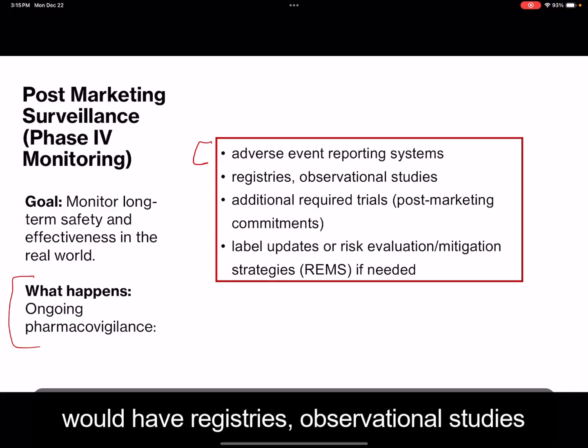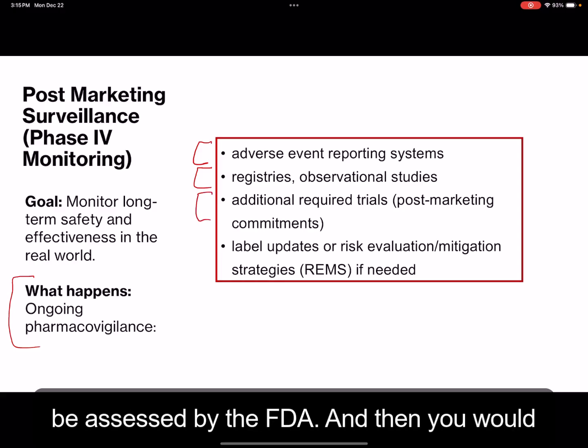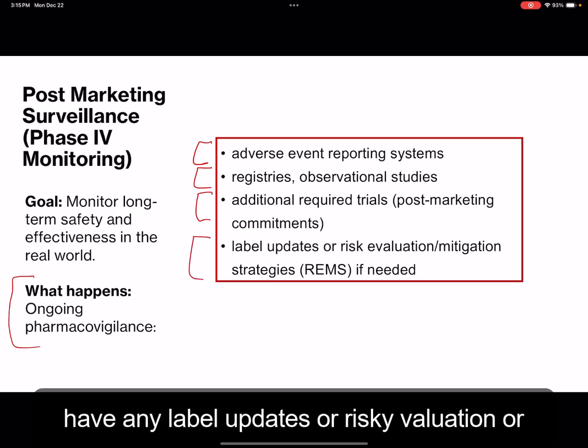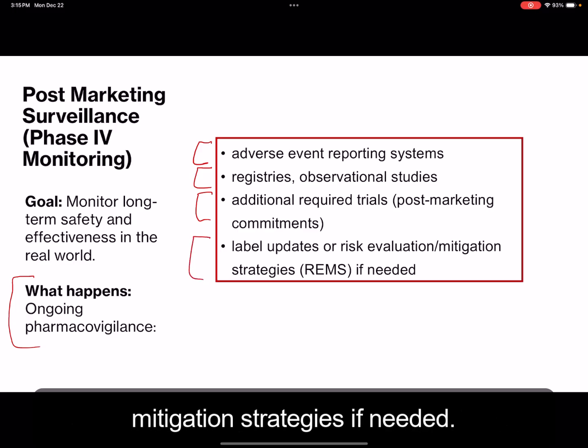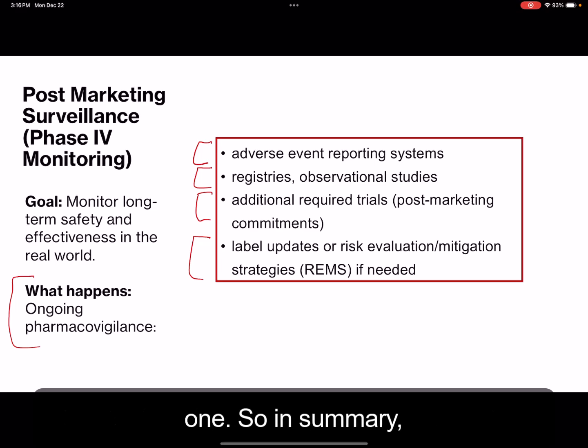And so you'd have registries and observational studies that could follow. Additional required trials might be assessed by the FDA. And then you would have any label updates or risk evaluation or mitigation strategies if needed. And that really brings us to the end of lecture 1.